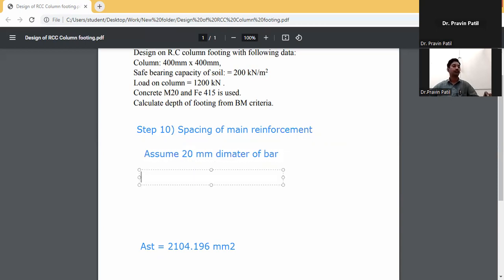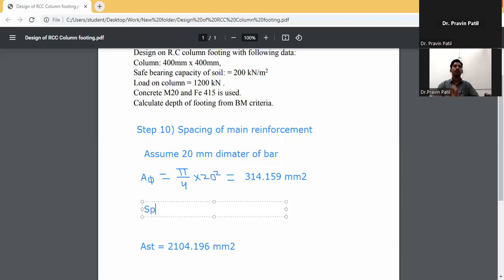So phi is equal to 20 mm. Area of one bar is equal to pi by 4 into 20 square. If pi by 4 into 20 square, it will be 314.159 mm square.